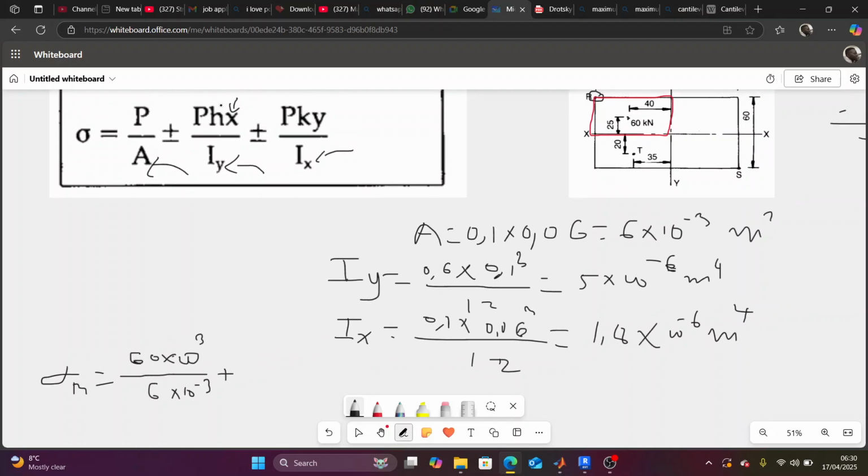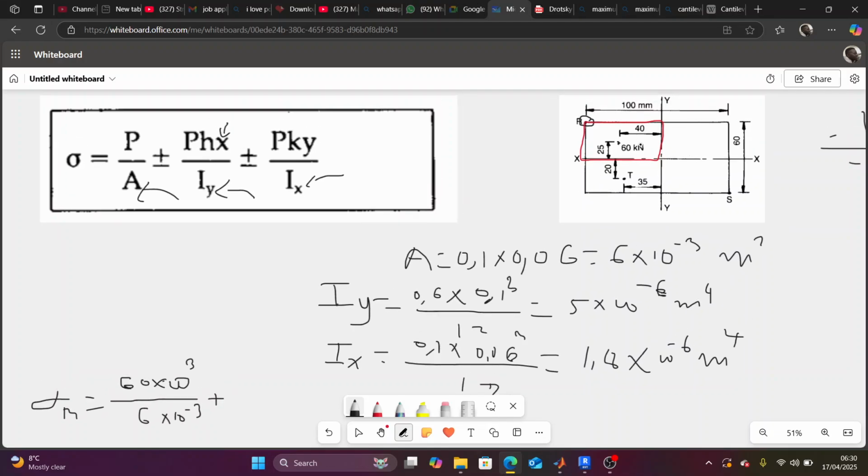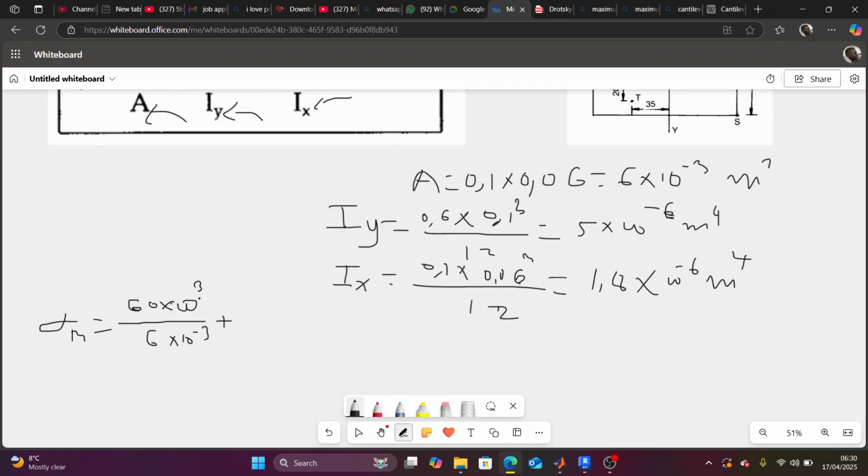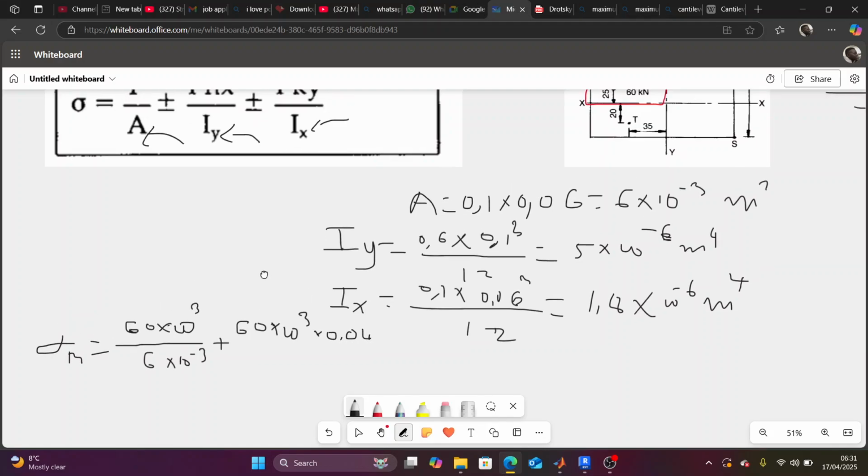Here it says PHX over IY. So because it is PHX over IY, the moment that should be here should be 60 times 40. The only reason is because we are dividing by IY. Now, 60, so definitely we're going to get 60 times 10 to the 3 times 40, which is 0.04. Okay, so we got our P and H.